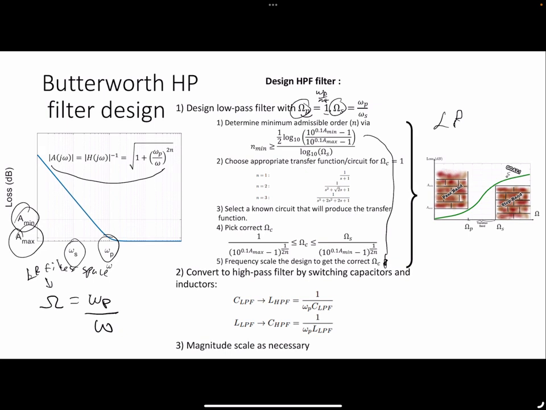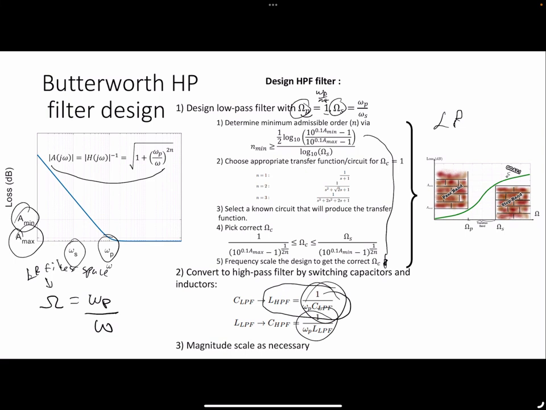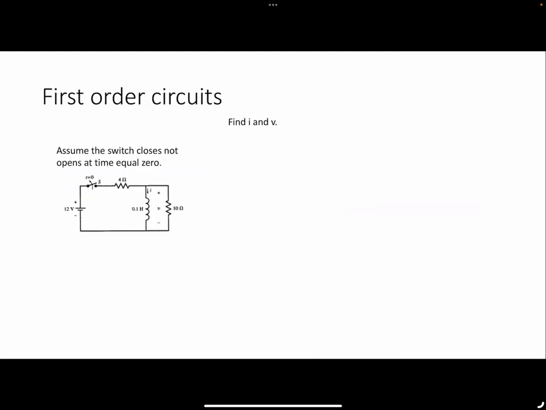And then once I have my low-pass filter design, I'm going to convert it by replacing all my capacitors with inductances and inductances with capacitances. And this is the correct values of capacitances and inductance. Are we good there? Yes, no, maybe. All right, that's it. And then active filters, we went over that yesterday. Yeah, let's look at some examples.